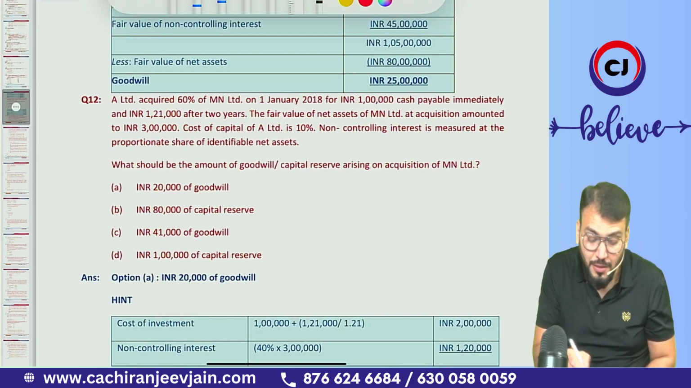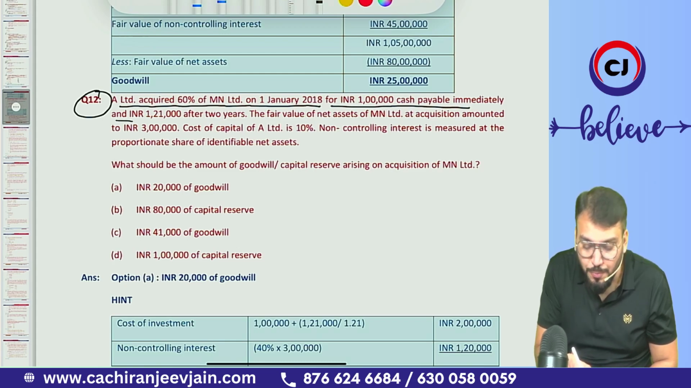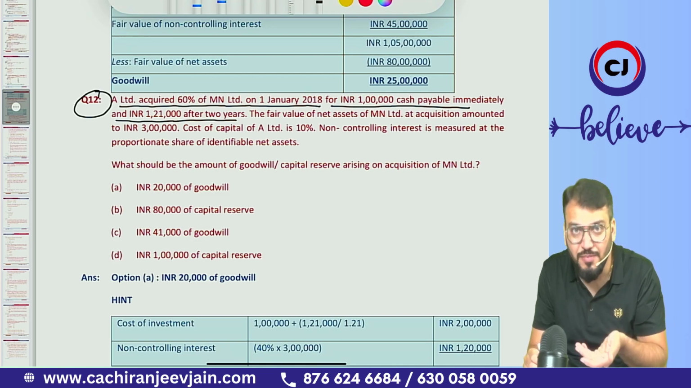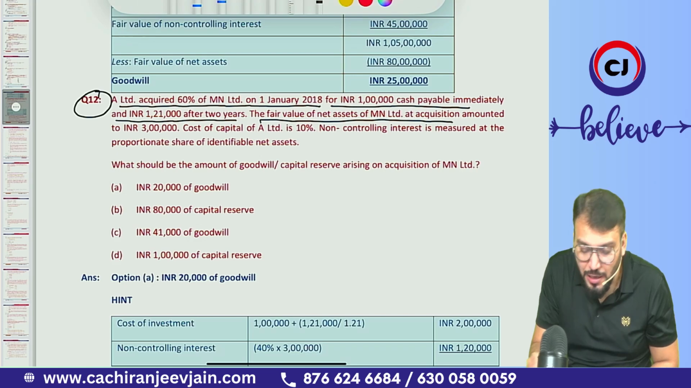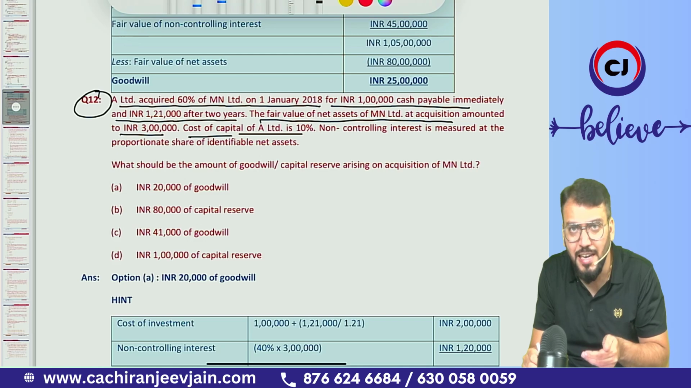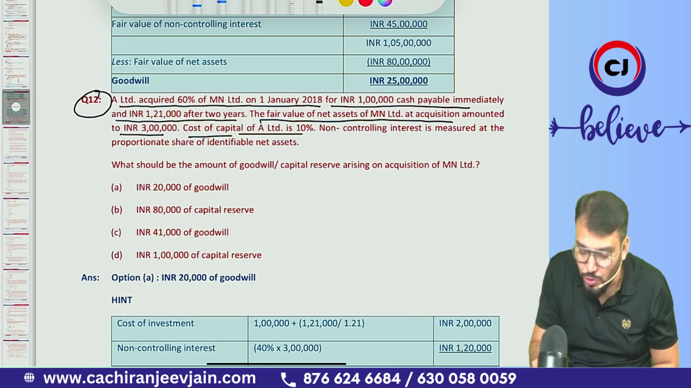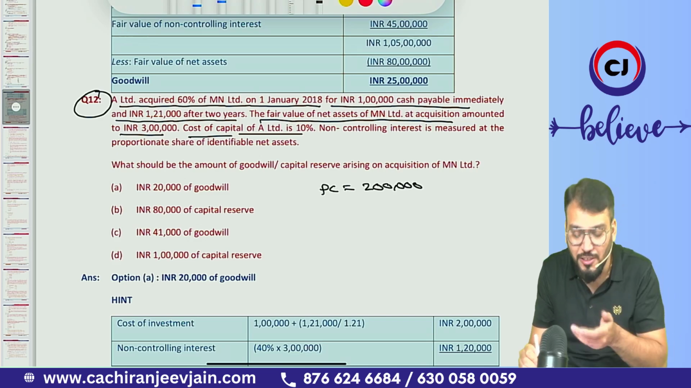Coming to question number 12, A Limited acquires 60% of MN Limited on 1st Jan 2018 for rupees 1 lakh cash payable immediately and rupees 1,21,000 after 2 years. So 1,21,000 is deferred consideration which will be measured at present value. We can find the present value if the rate of discount is given. The fair value of net asset on acquisition amounted to rupees 3 lakh. Cost of capital of A Limited is 10%. So we discount for 2 years: 1,21,000 multiplied by the present value factor at 10% for 2 years will be equal to 1 lakh. So your total PC becomes 1 lakh plus 1 lakh, that is 2 lakh.